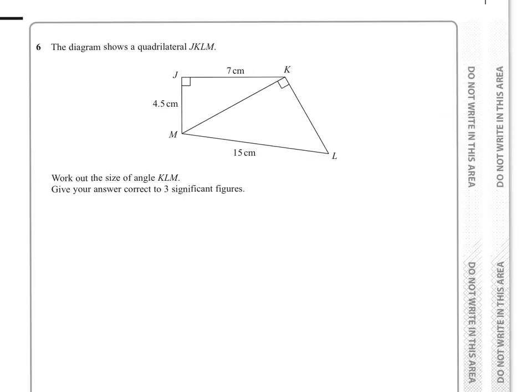Question 6. The diagram shows a quadrilateral JKLM, and we've got to work out the size of angle KLM. So that's this angle KLM. So let's label that. Now, I think the quickest way of doing that is to know a little bit more information about that right angle triangle, KLM. And to do that, we can find this length here, and we can use Pythagoras, because it's another right angle triangle. So we can say KM squared is 4.5 squared plus 7 squared, and you can use your calculator here.